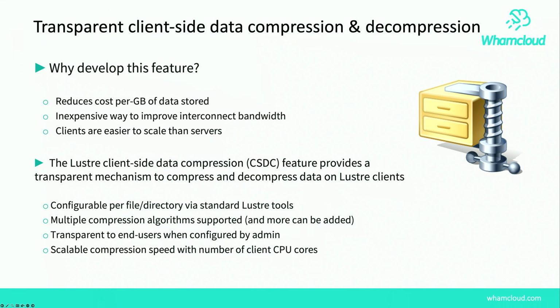So let's get started. Why did we decide to develop this feature? First and foremost, we saw it as a potentially cheap and easy way to reduce the cost per gigabyte of stored data. If you can reduce that, especially on things like expensive flash systems, then you can effectively provide more storage to your end users. Secondarily, we get an inexpensive way of improving the overall network performance for our I/O. This helps greatly in the sense that ripping out and replacing existing network systems can be very expensive.